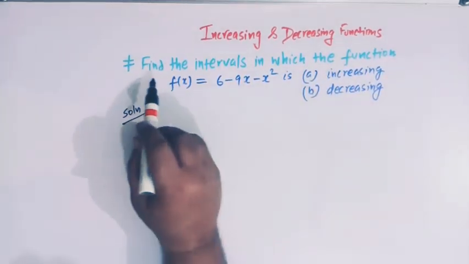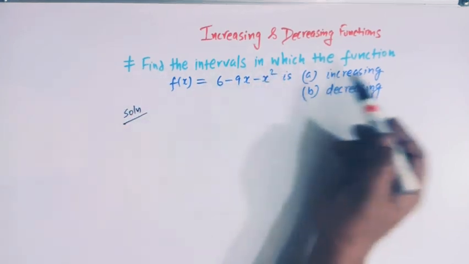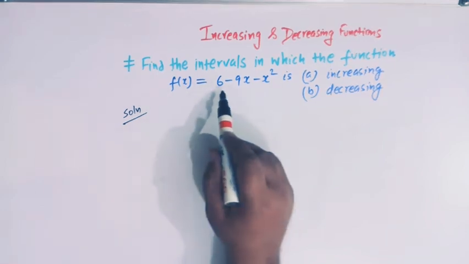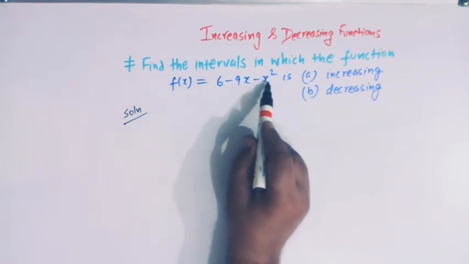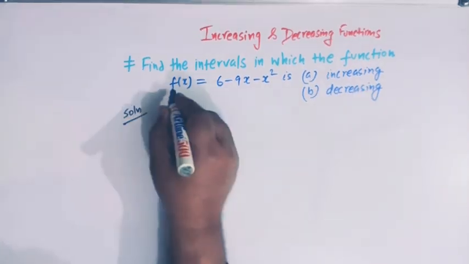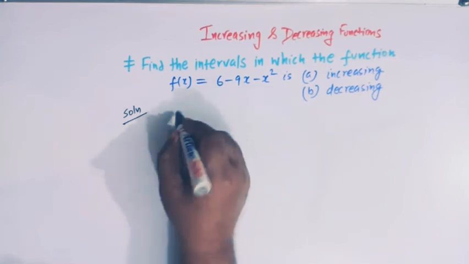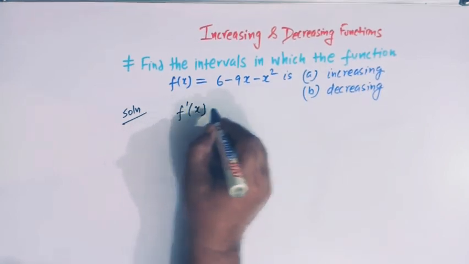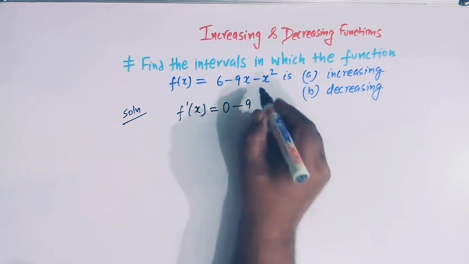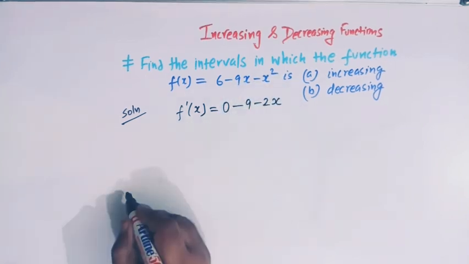Now let us take this problem. Here we have to find the intervals in which the function f of x is equal to 6 minus 9x minus x square is increasing and decreasing. Now let us first differentiate this function, that is f prime of x is 0 minus 9, and here we have minus 2x, right?